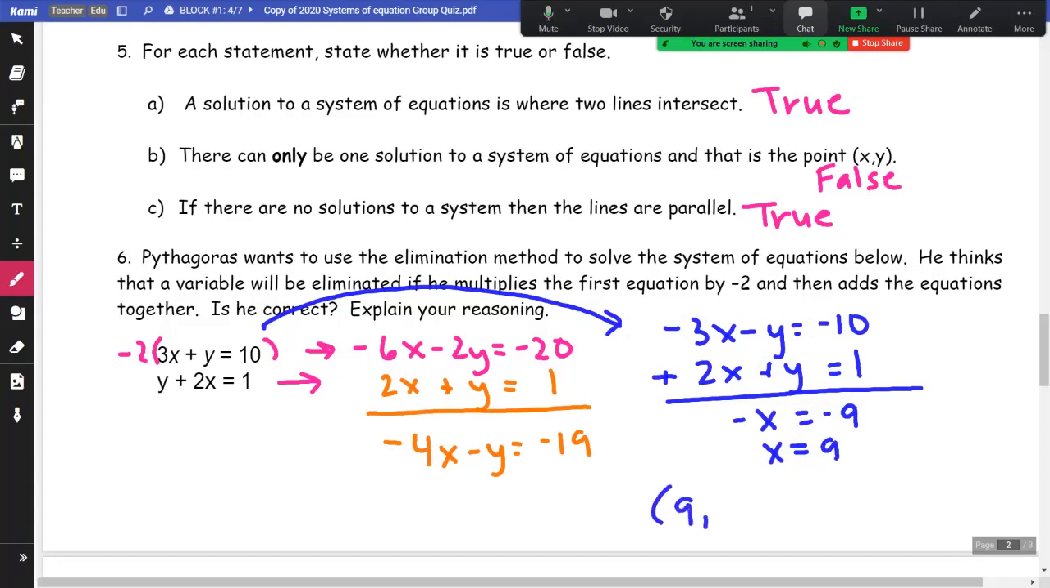I put that into either equation. So let's say I put it into this one here. So when I put the 9 in, I get 18 plus y equal 1. I subtract 18, so I get negative 17. That's what you should have had. You should have multiplied by a negative 1. One of the equations multiplied by a negative 2 did not work.